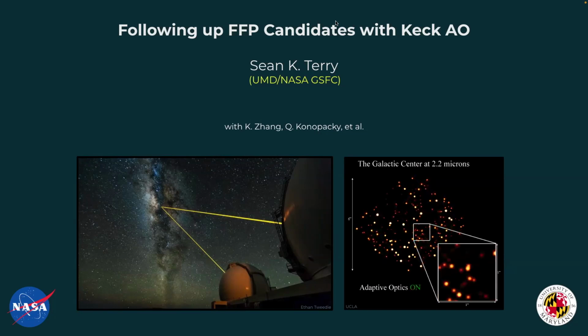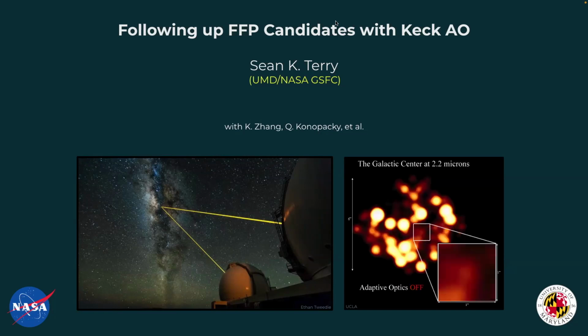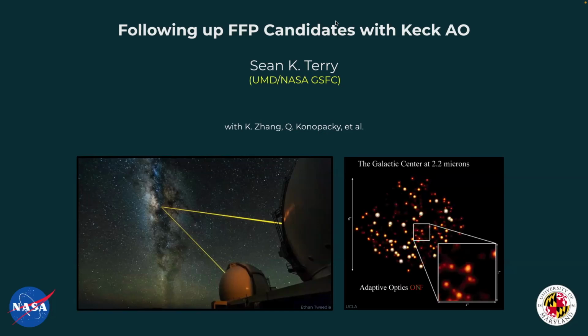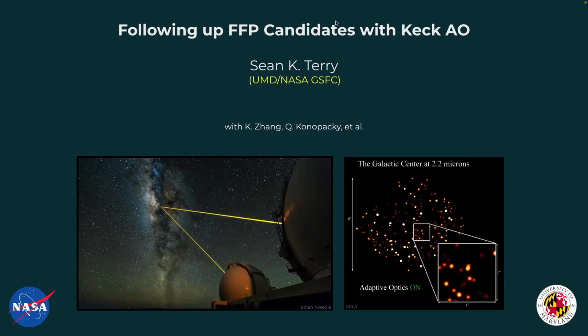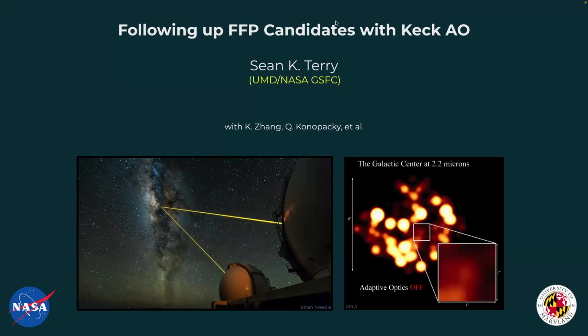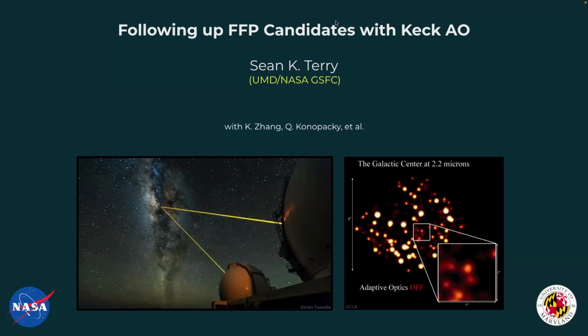My title slide, a lot of the work that I do is with the Keck adaptive optics system, so the two telescopes on the summit of Mauna Kea, and using laser guide star adaptive optics, we can really improve the spatial resolution of Keck imaging. So this is a pretty well-known animation showing stars at the galactic center with adaptive optics off, and when you turn it on, you get extremely good spatial resolution.